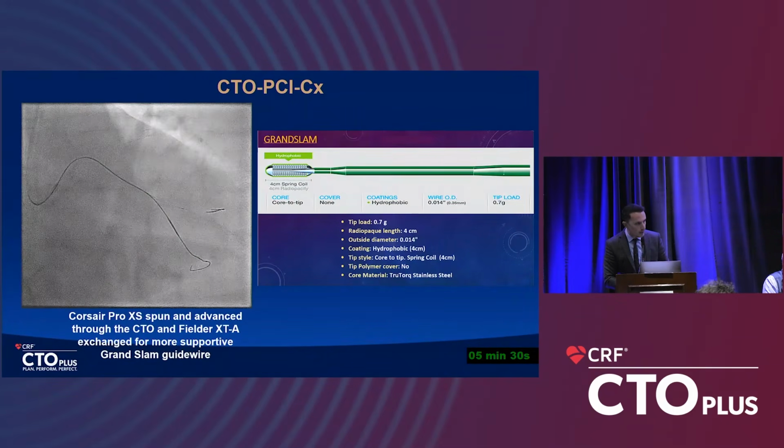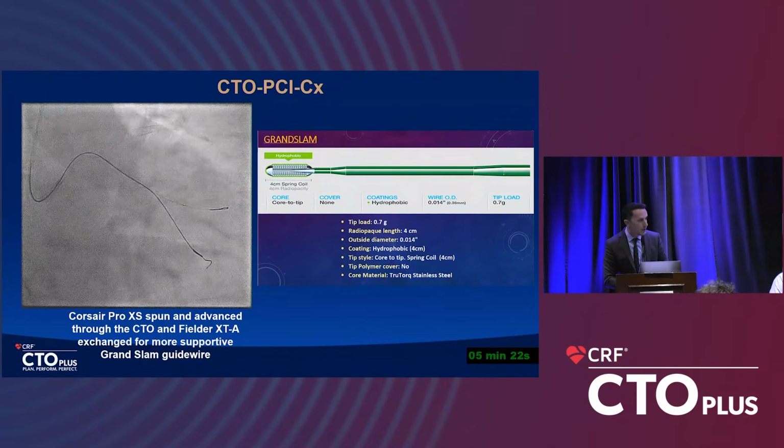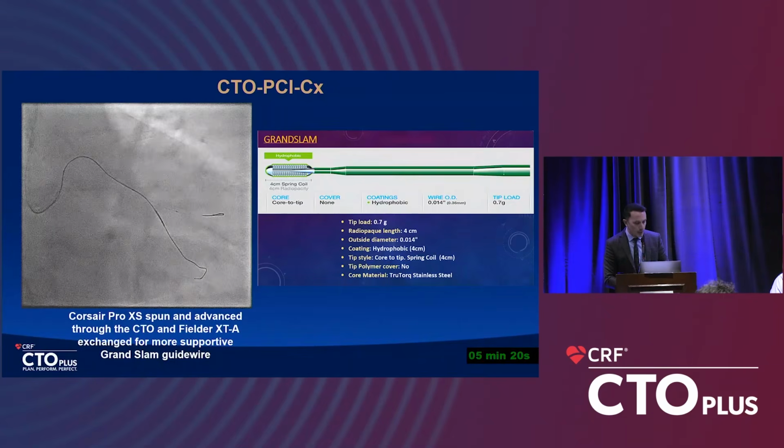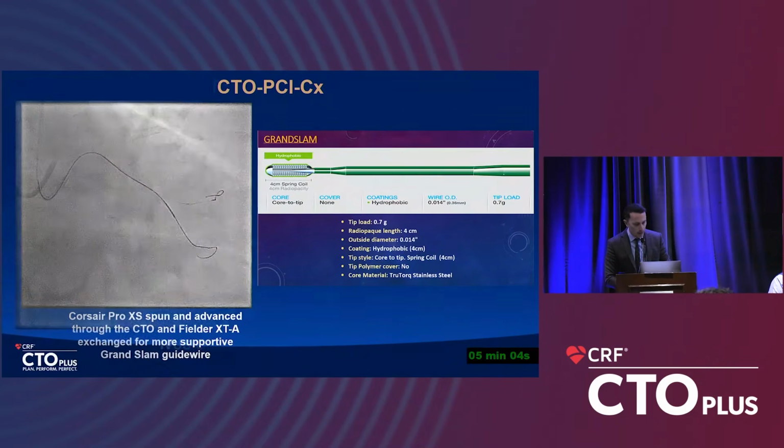Once I'm across the CTO, I already know it's a rigid segment of the artery. So I spontaneously upsize to a supportive wire, and my go-to supportive wire is the Grand Slam wire. For many reasons. First of all, it's very safe because you only have 0.7 gram tip load, and it's an extremely supportive wire. So it's not a wire with which I wire, it's a wire that I use for support because you'll be able to deliver anything over that wire. So that's another little tip that I give you guys.